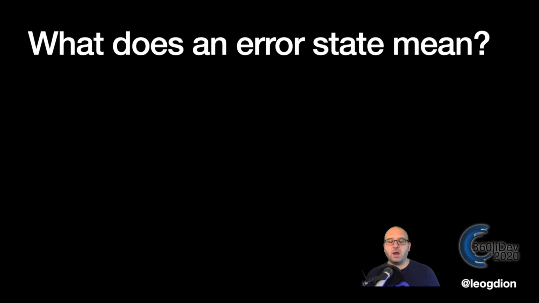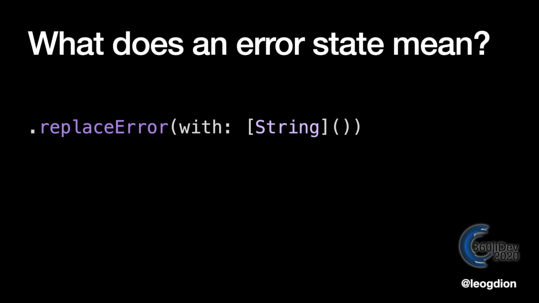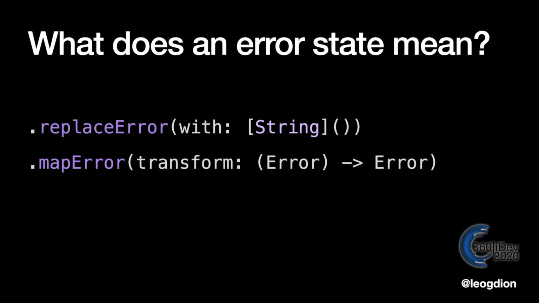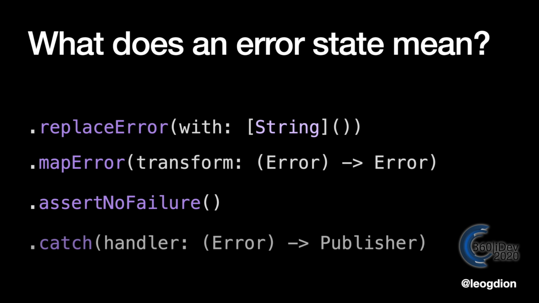So, what can you do with an error? If you do have an error in your failure type, one thing you can do is what we've seen earlier with our Bacon Ipsum API: simply replace the error with an empty array or any sort of value that matches the output type of the publisher. We can convert the error into some other error that might be more useful. In that case, call mapError. We could also just simply have our app crash using assertNoFailure. And lastly, we could use catch to map that error into a publisher of our own.